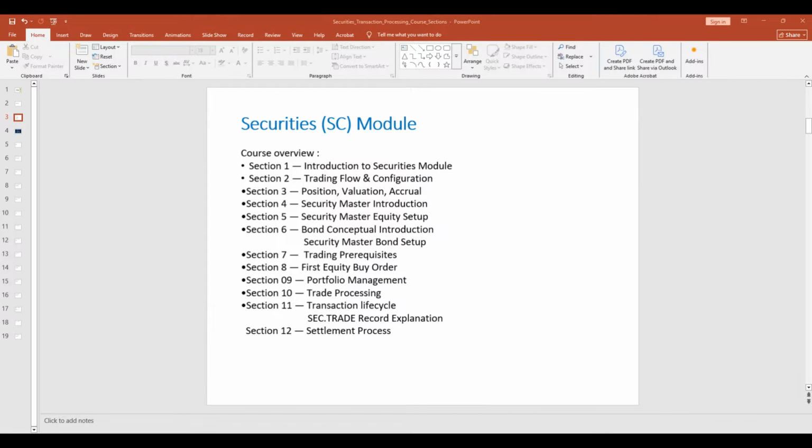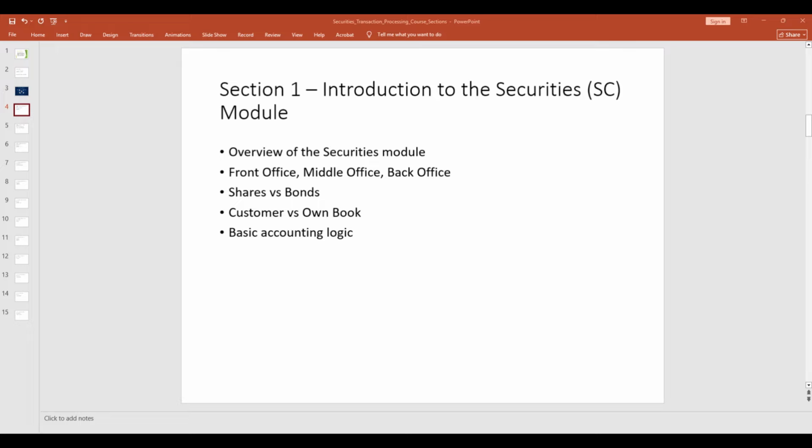In section 1, we begin with an introduction to the securities module. Here we understand what the securities or SC module is in Temenos T24. We also discuss the difference between front office, middle office, and back office operations in securities processing. We explore the types of financial instruments handled in the system, including shares and bonds. And we understand the difference between customer transactions and own book transactions. This section builds the functional foundation before we move into system configuration and transactions.